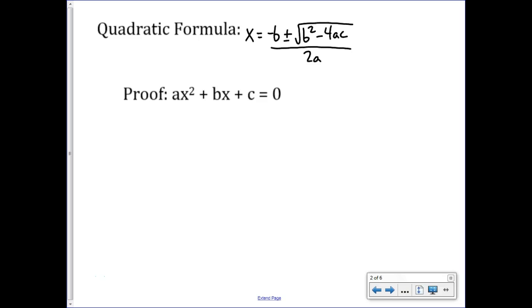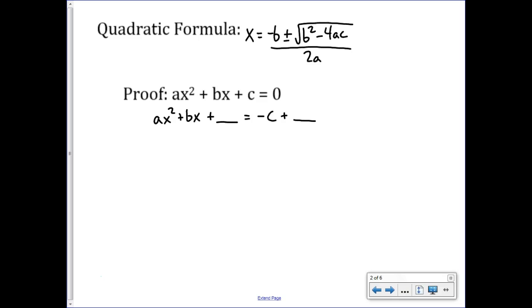So we are doing a quick proof on how exactly we get to the quadratic formula, and to do that we are going to use completing the square. I'm going to first move my c value over. So I have ax squared plus bx plus blank is equal to the opposite of c plus blank.